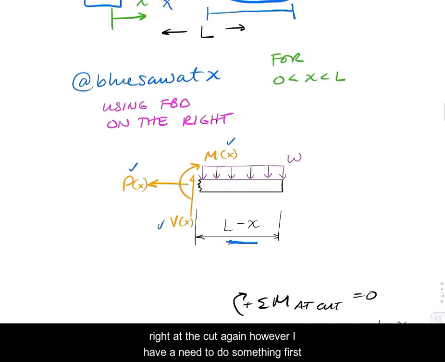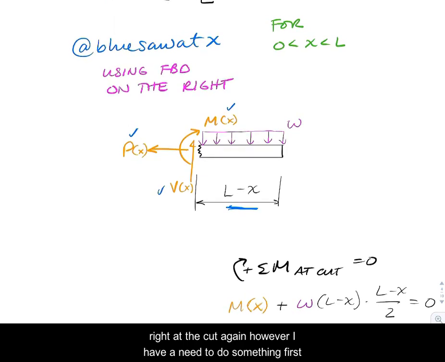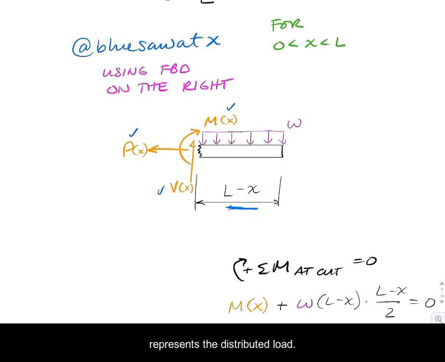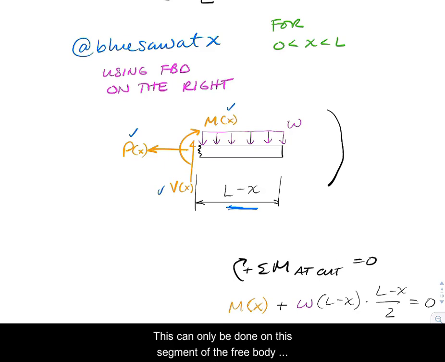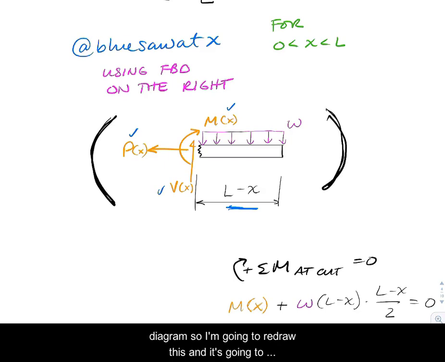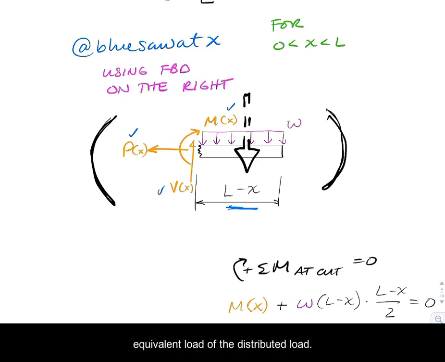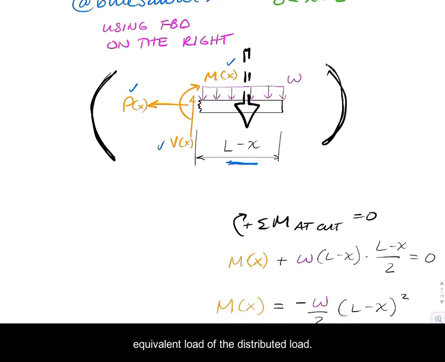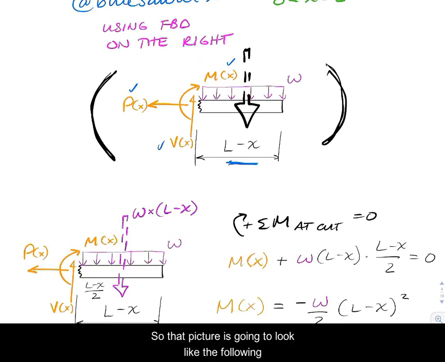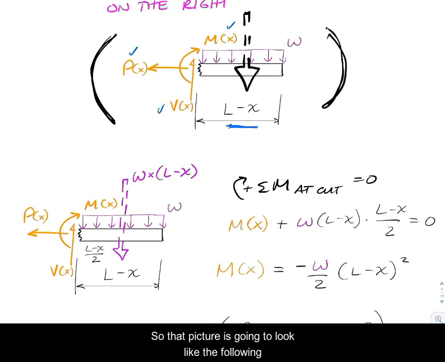However, I have a need to do something first, and that would be to use a statically equivalent point load that represents the distributed load. This can only be done on this segment of the free body diagram. So I'm going to, just a moment, redraw this. And it's going to have a big dashed arrow that represents the statically equivalent representation of that distributed load. So that picture is going to look like the following.